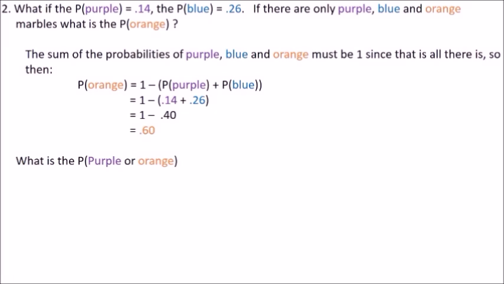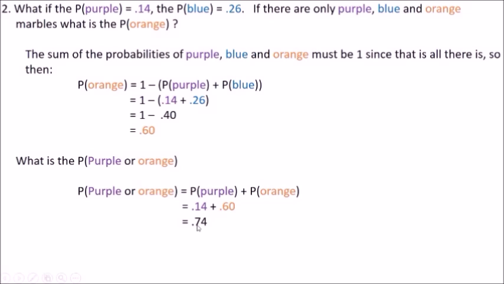The second part of this problem is, well, now that we know what orange is, what is the probability of drawing a purple or an orange marble? Okay, so again, since it doesn't say anything about them being disjoint or non-disjoint, we're assuming that there are only purple marbles, only blue marbles, only orange marbles. There's no half and half or anything like that. So we're looking at the purple or orange, so I should be able to just add their two probabilities together. Right, so the probability of purple was 0.14, the probability of orange, which we just calculated, was 0.60. Add those two together and we get 0.74.